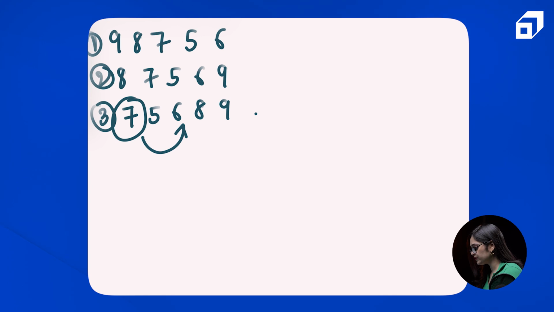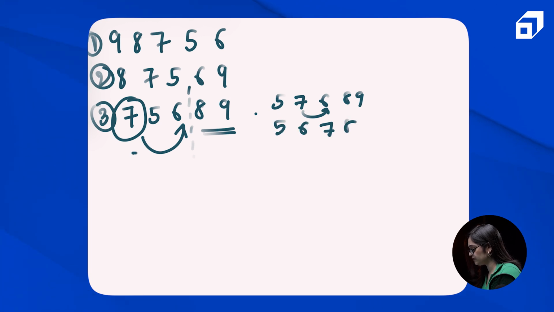We'll start swapping adjacent elements and we'll definitely go till here because this part is already sorted. So we'll compare 7 with 5. It will be 5, 7, 6, 8, 9. Then we'll compare 7 with 6. It will be 5, 6, 7, 8, 9.